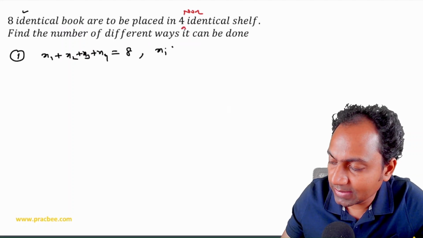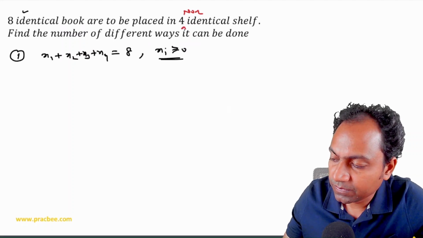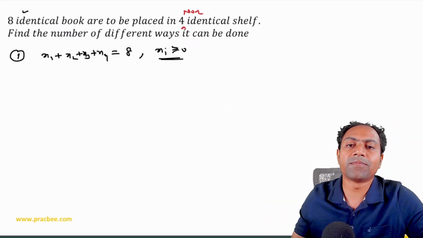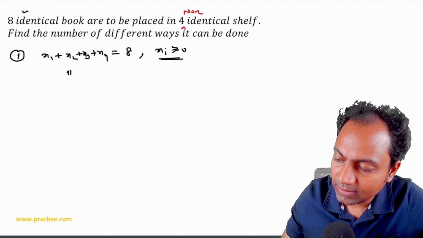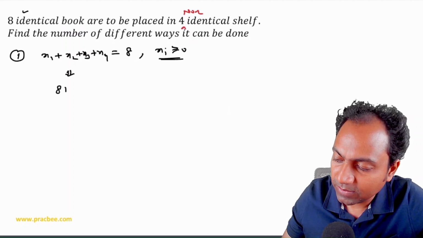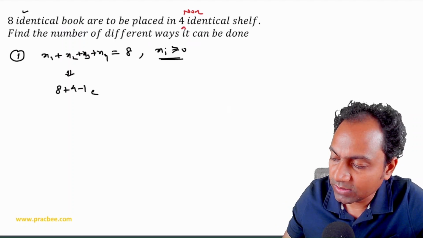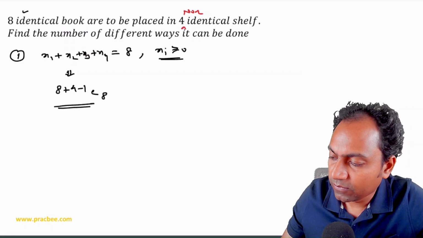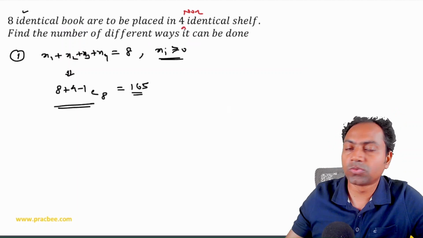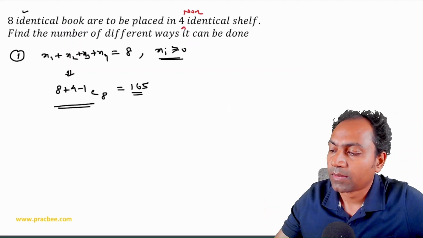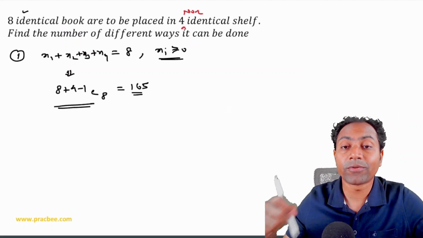Here xi is greater than or equal to 0. That means in a shelf there can be no books also. So in this scenario, we can write the answer directly using Beggar's method as 8 plus 4 minus 1 C 8. And if you simplify this, it comes out to be 165. So this is one way to interpret the question. That is the reason I said I'm not very sure what the exact question was.